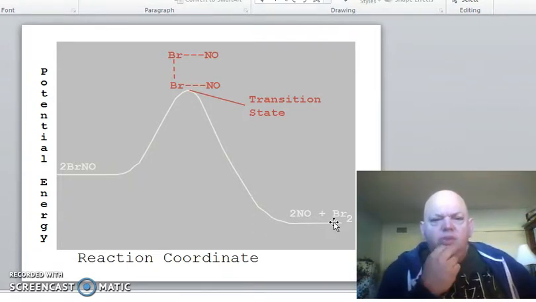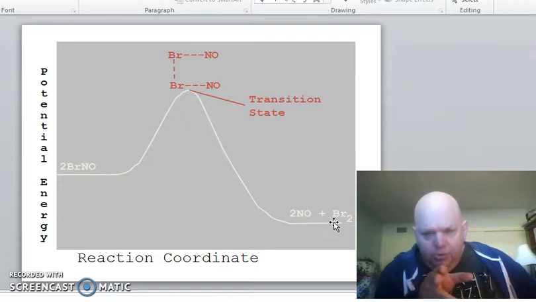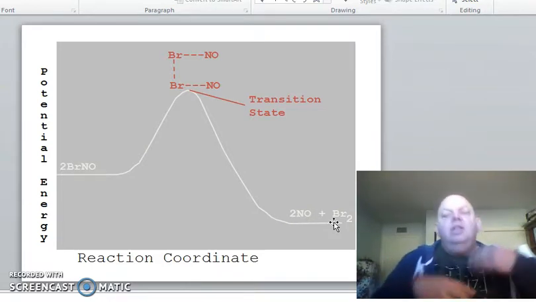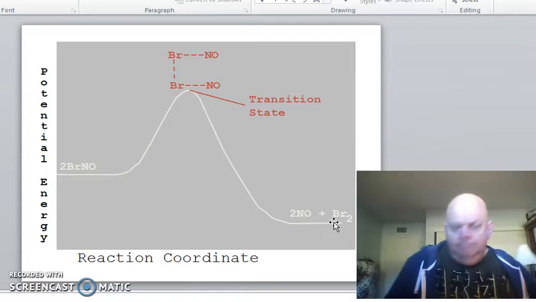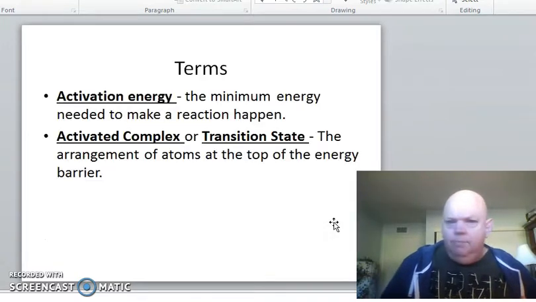Now let's get back to that transition state here. If we were to take 2BrNO and get the reaction going, so there's where you go, you've got yourself a BrNO, BrNO, and notice how the Brs are connected. That's part of the transition state. In other words, it's in the process of changing. And at the end of it, when we're done with the reaction, you've got 2NO plus Br2.